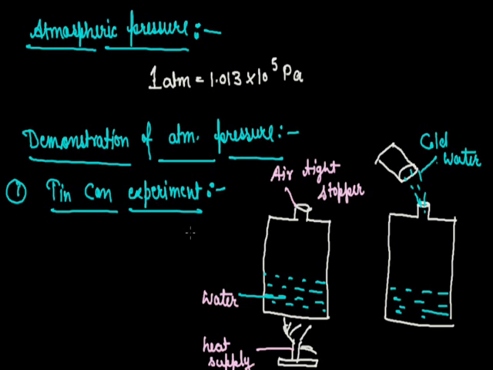Then we can observe the pressure due to steam inside the can is the same as the air pressure outside the can, but on pouring cold water over the can fitted with the stopper, the steam inside the can condenses, producing water and water vapor at a very low pressure. Thus the air pressure outside the can becomes more than inside. That's why its shape becomes distorted like this. So by this experiment we can prove that the atmosphere also exerts pressure.